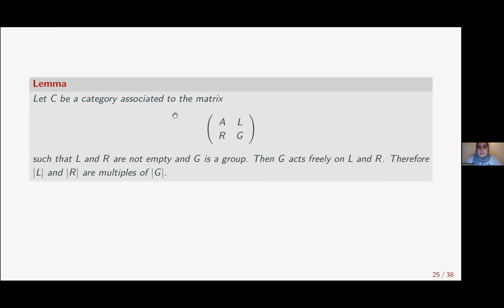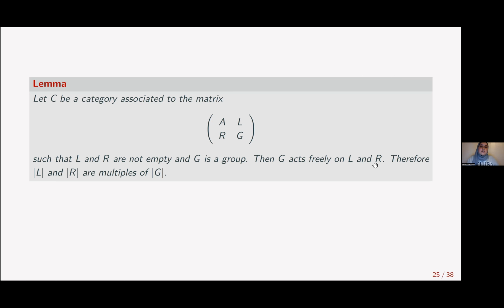And first, I will start with categories where one of the endomorphism monoids is a group. So if I have a category C associated to this matrix A, L, R, and G, where L and R are not empty, and it's always the case. We're always treating the case where they are not empty. And G is a group of order n. Then if we have a group, it acts on L and R, we have a group action, and G acts actually freely on L and R.